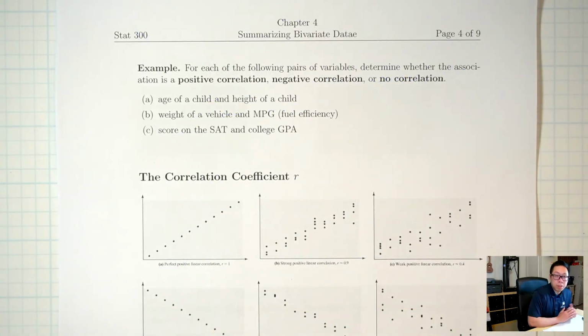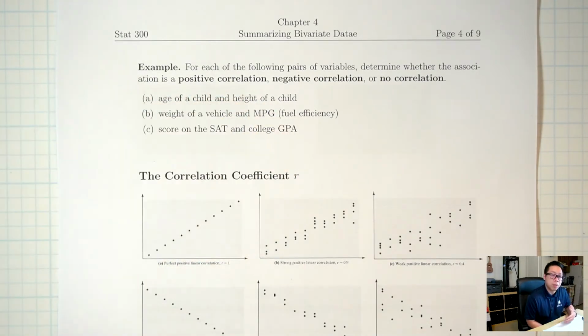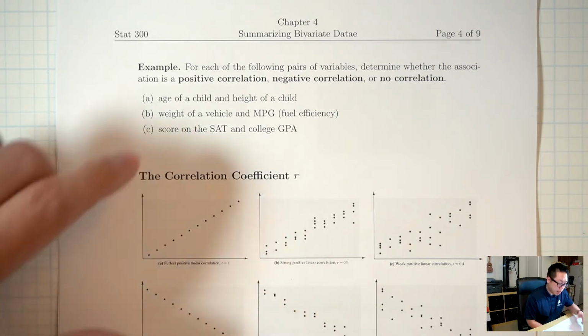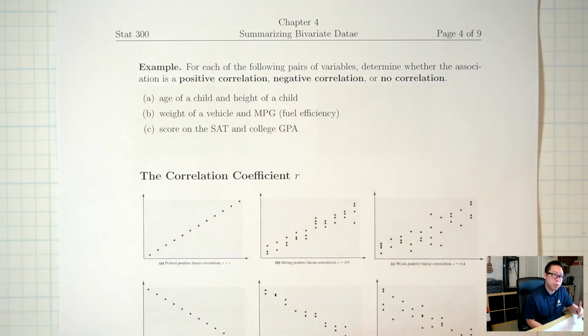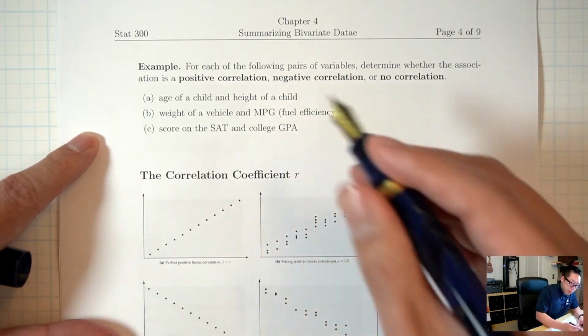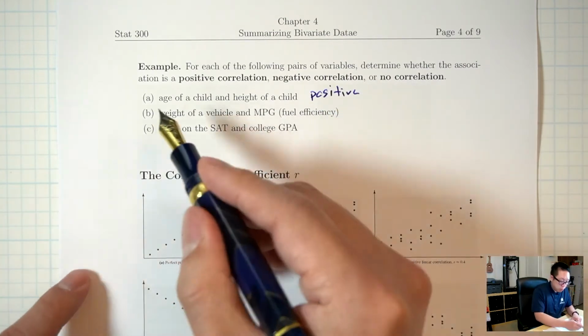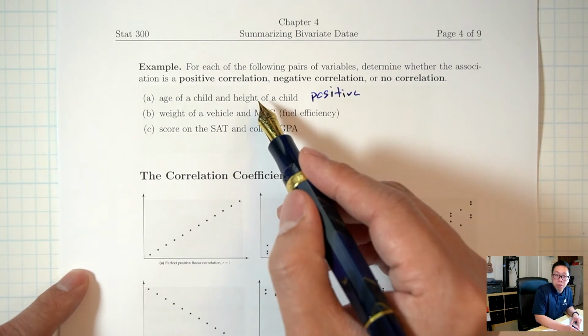Okay, let's practice using this new vocabulary. For each of the following pairs of variables, determine whether the association is a positive correlation, negative correlation, or no correlation. Part A, age of a child and the height of a child. As the age of a child increases, do we expect the height to increase or decrease? So as the child gets older, do we expect their height to increase or decrease? Probably increase, right? Because as a child gets older, we expect them to get taller. So because of that, this is going to be positive. Because if one variable increases, we expect the other one to also increase.